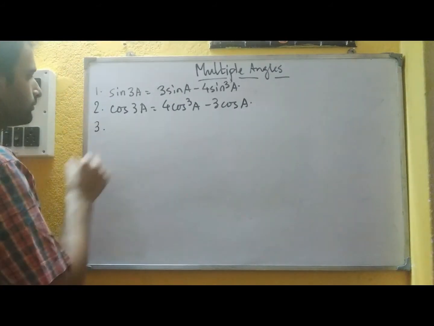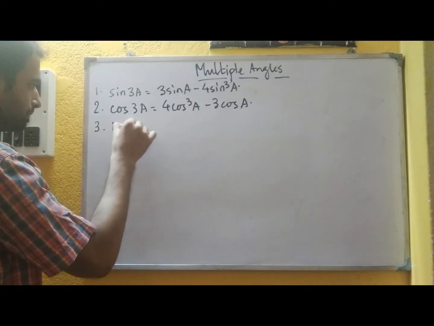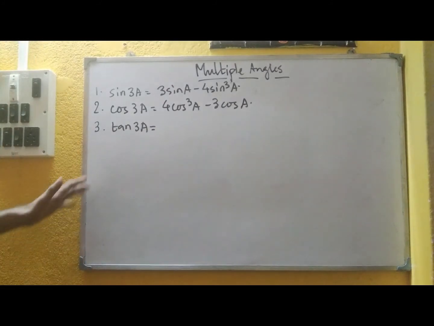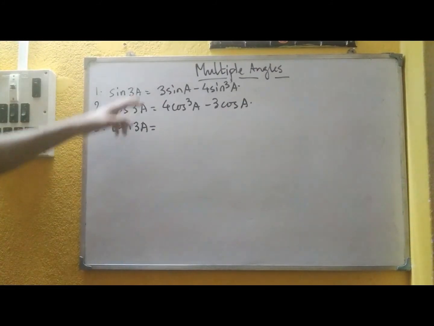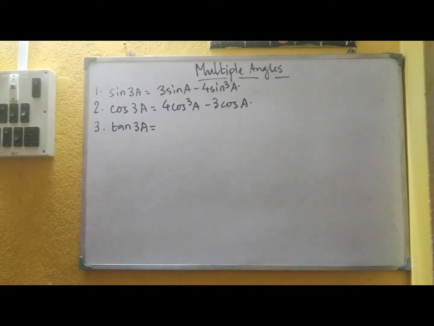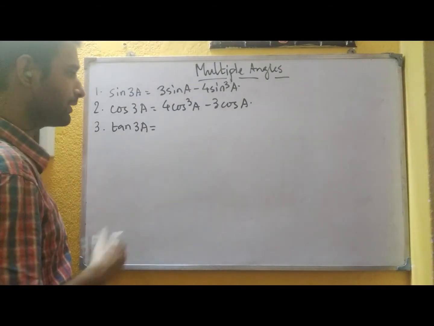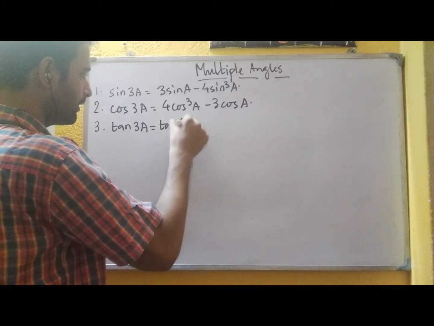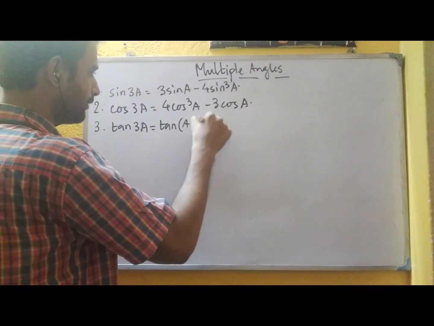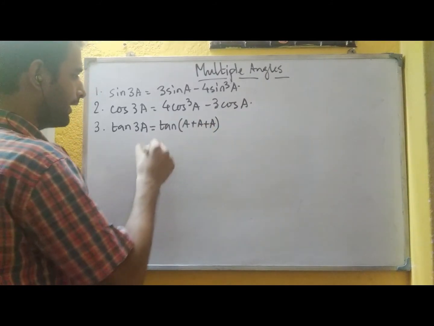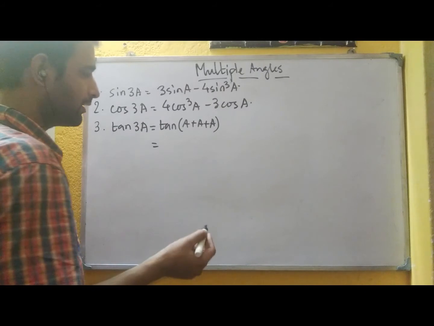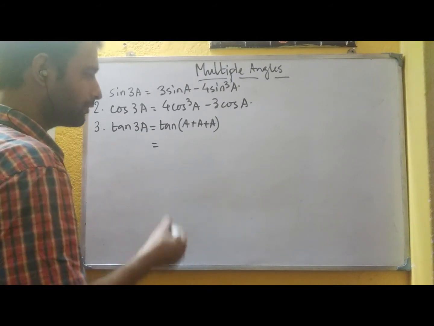Now we come to the formula of tan 3A. We can write it as sin 3A by cos 3A, and we can apply this formula. But it is better to apply the formula of tan of (A plus B plus C). So in that way, you can write it as tan of (A plus A plus A). And as we know the formula, it is tan A plus tan B plus tan C minus tan A into tan B into tan C.